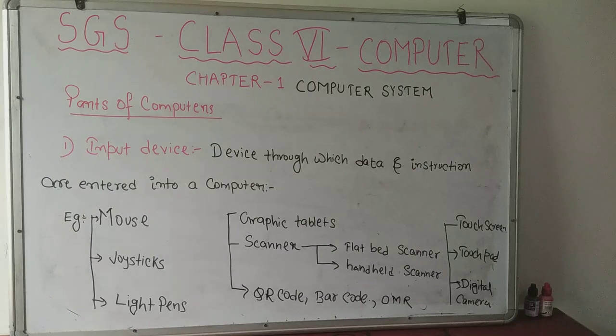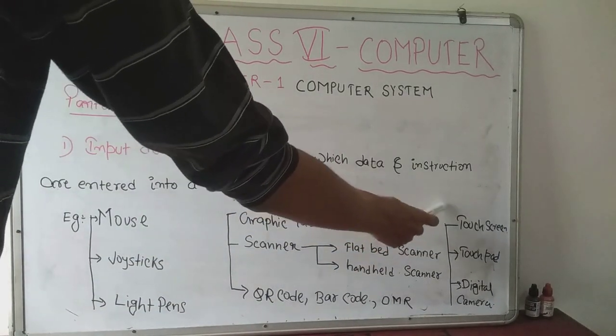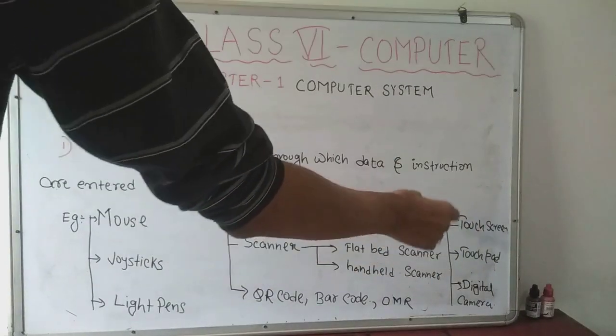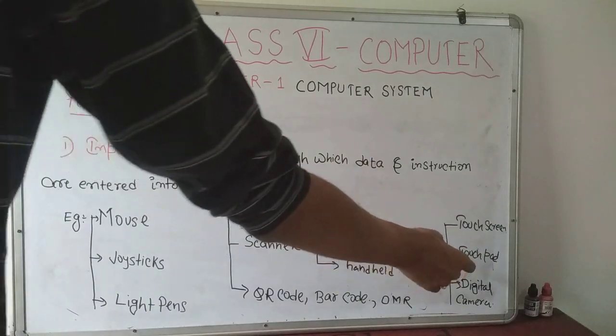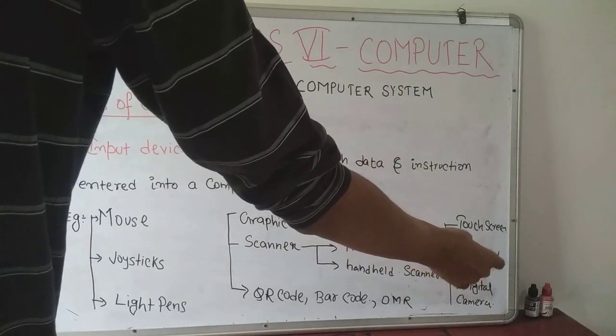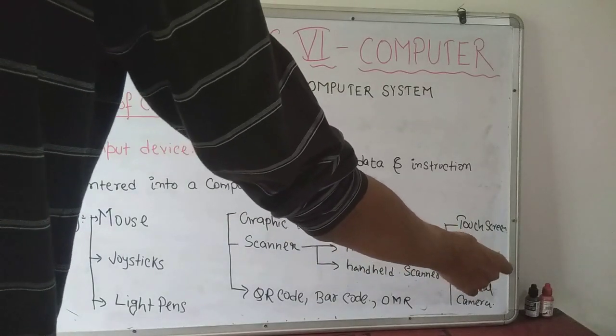Similarly, touchscreen and touchpads are input devices. Touchscreen you can easily see in your mobile. When you touch any application, it opens. So the basic function of touchscreen is to provide input. Similarly, the touchpad is found mainly in laptop, where you use it to move the cursor on the screen.